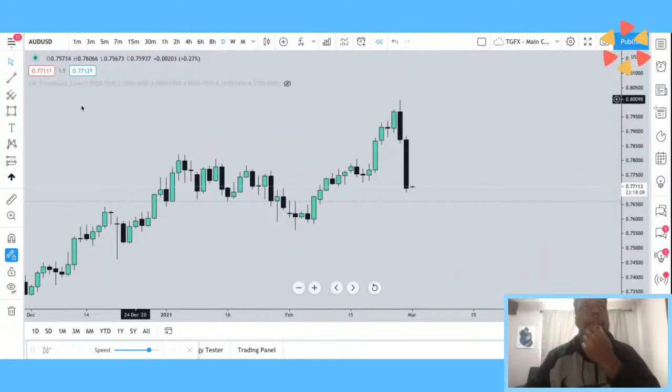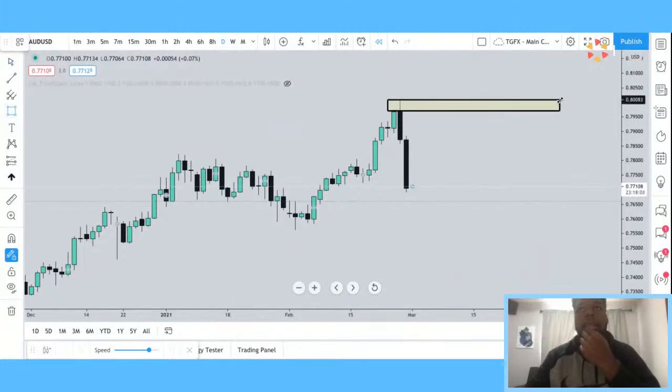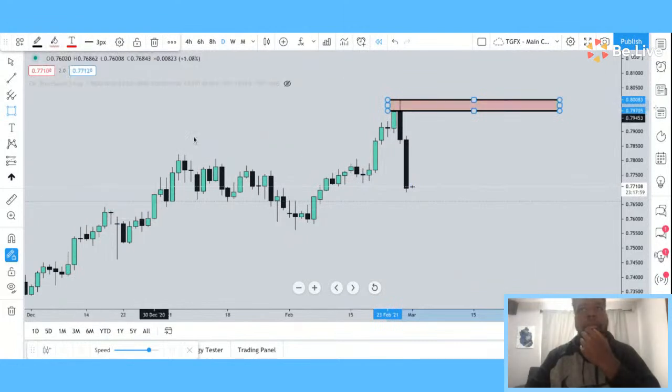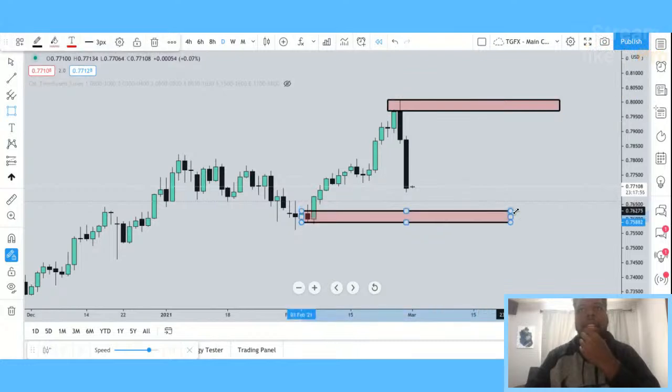All right, so does anybody have questions so far? All right, so let's mark up this zone how I would have it currently. So overall, I would have a daily zone here. And then since we broke the previous levels, I would have a daily zone down here.